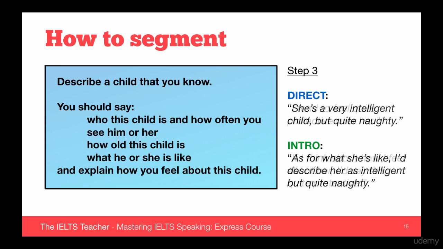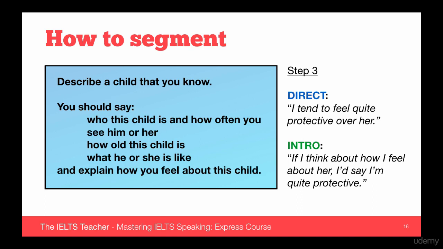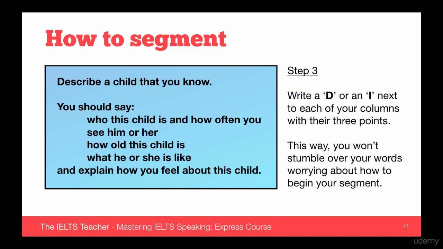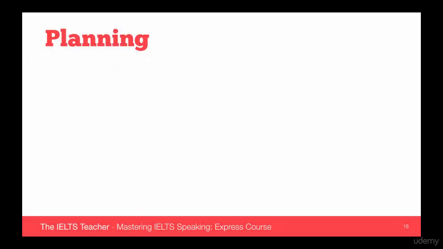Notice how all the introduction responses use the I'd form. So with regards to I'd, as for I'd, if I think about I'd say, I'd describe, etc. So make sure you use those as well. Now, when you're planning, make sure you write a D or an I next to each of your columns with their 3 points. And then this way, you won't stumble over your words worrying about how you're going to begin your segment.